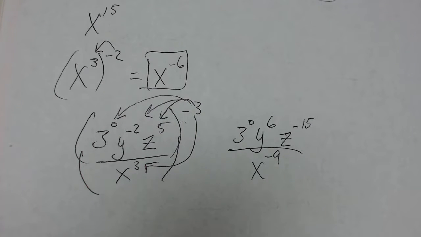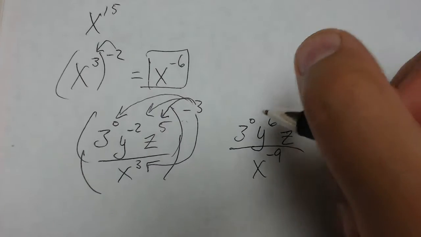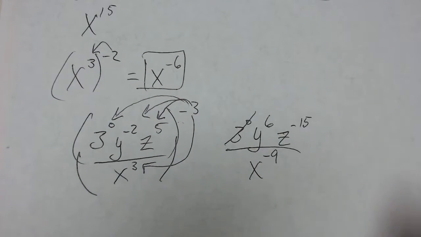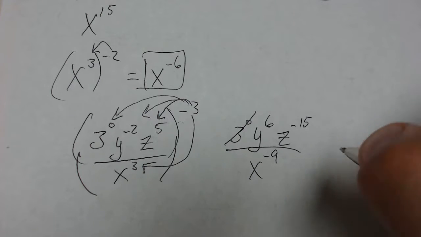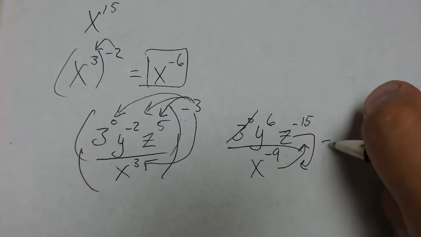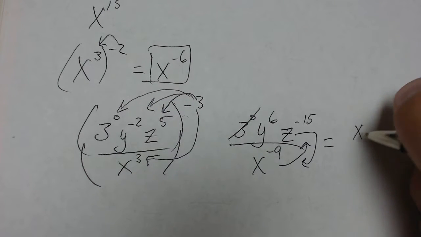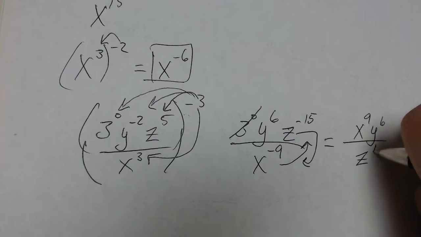Now, let's say we had to write all of these variables in the numerator, and then we also have to finish simplifying, because we can't just leave 3 to the 0. That's not true. 3 to the 0 is actually equal to 1, so I can go ahead and cancel that out and just write it as a 1. Now, if I wanted to write all of these with the exponents positive, I would have to take this x, move it to the top, and the z, move it to the bottom, which means my final answer will be x to the power of 9, y to the power of 6, over z to the power of 15.